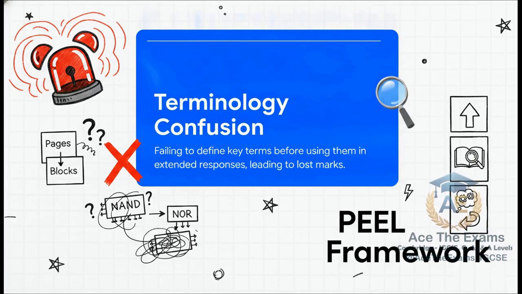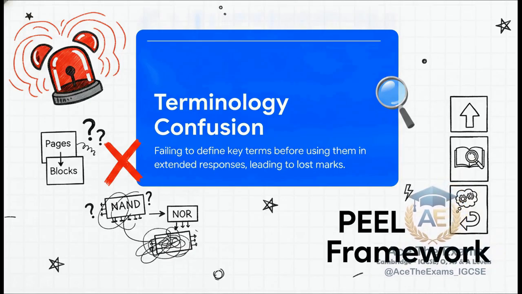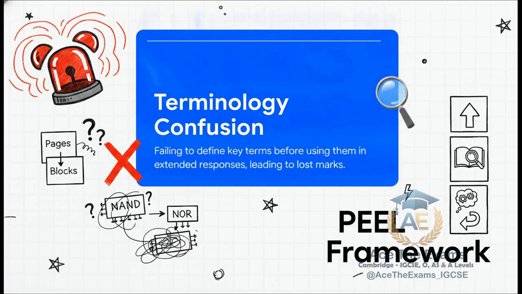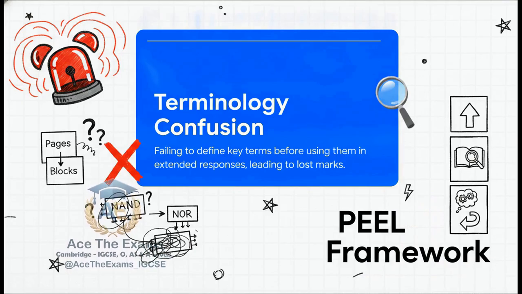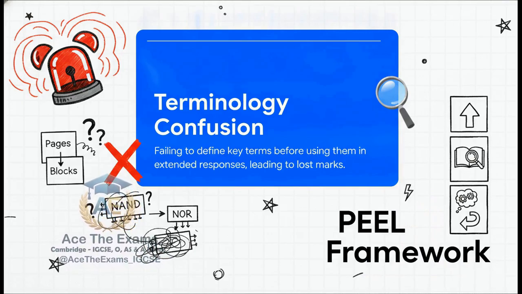To fix this instantly, we introduce the PEEL framework: point, evidence, explanation, link. You make your point about a flash memory operation. You provide evidence or a clear technical definition. You explain how it works mechanically. And finally, you link it back to the specific context of the question. That PEEL framework is the foundational cure for terminology confusion.